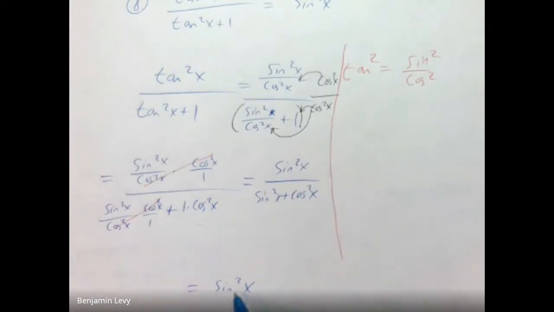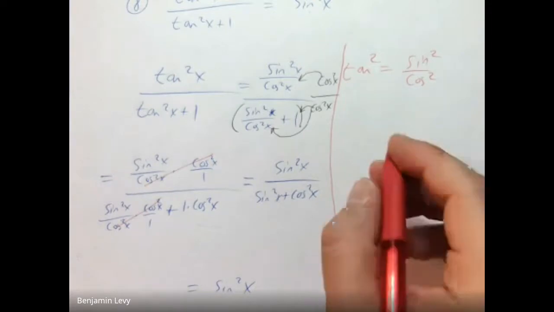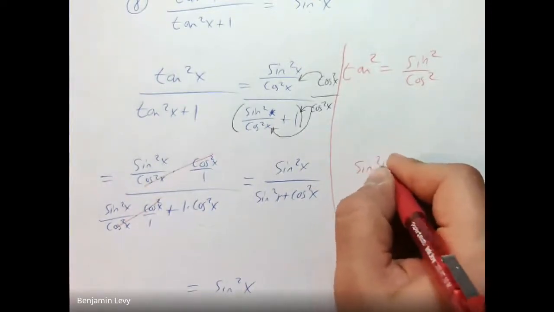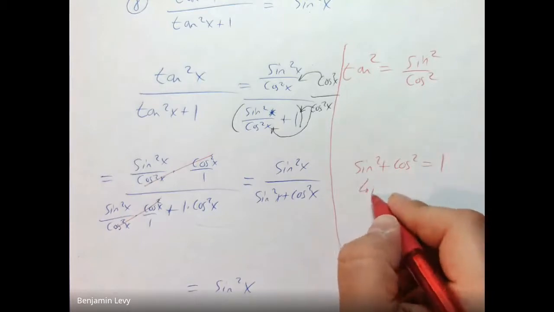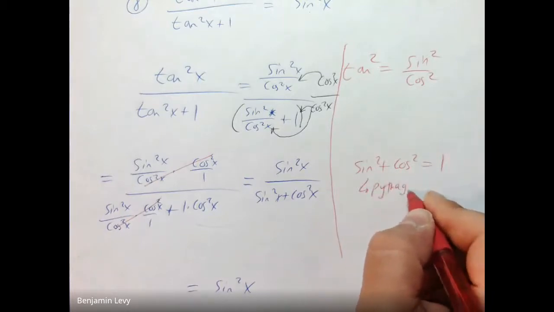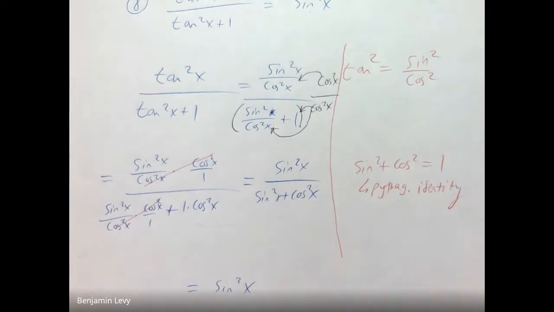Now, we know the answer is sine squared, and we have a sine squared. So we're trying to think, what do I know about the bottom of this? Well, we know that sine squared plus cosine squared equals 1. This is the Pythagorean identity, and it comes up on most trig identity problems. So this bottom just changes into the number 1.